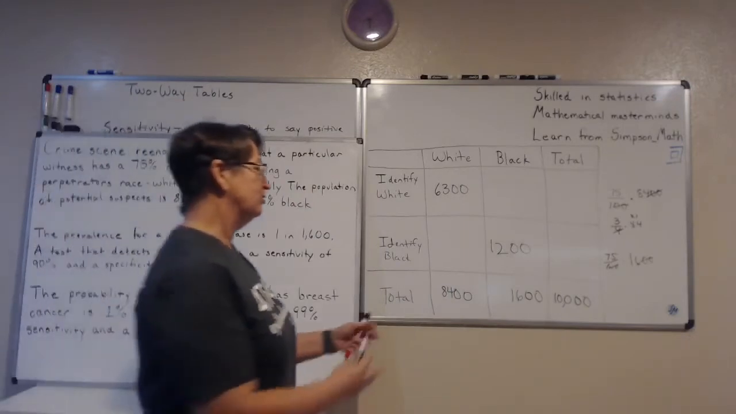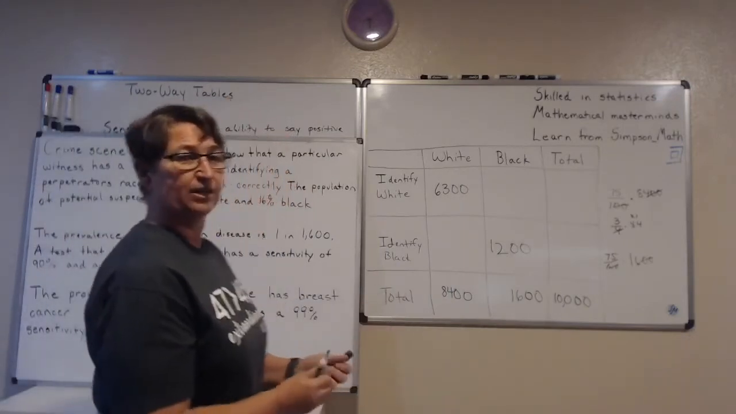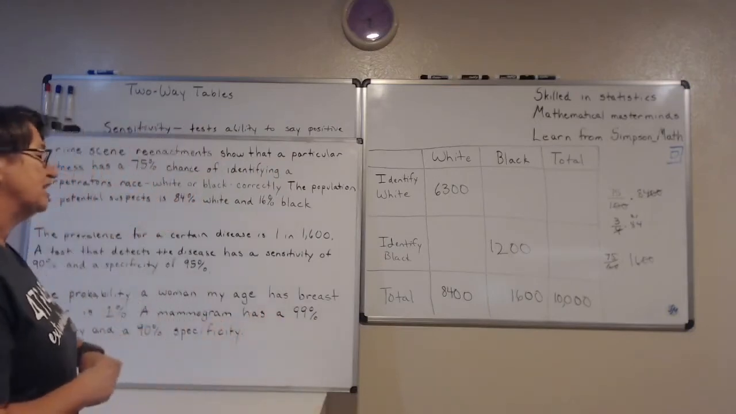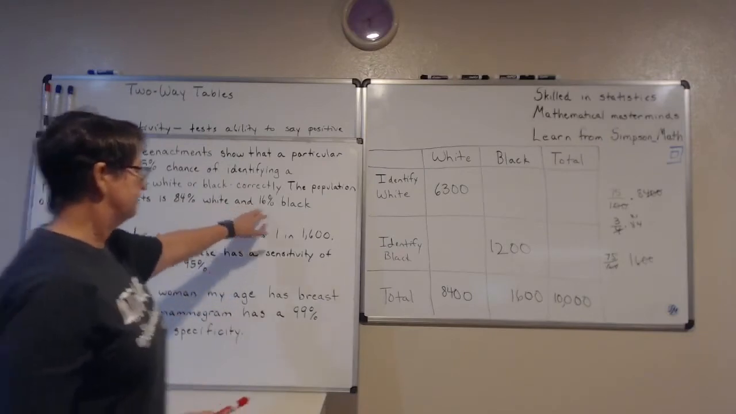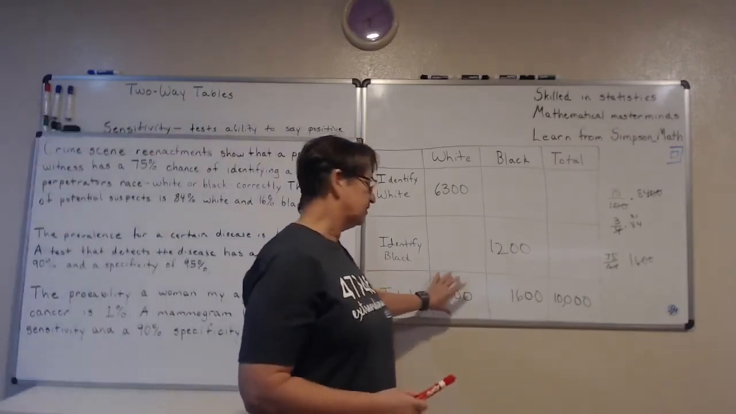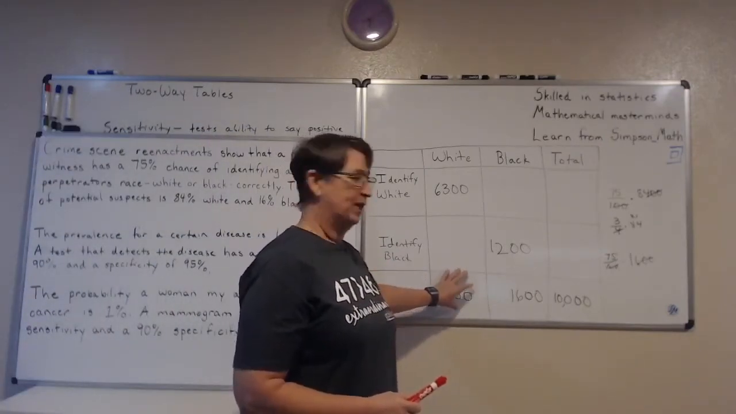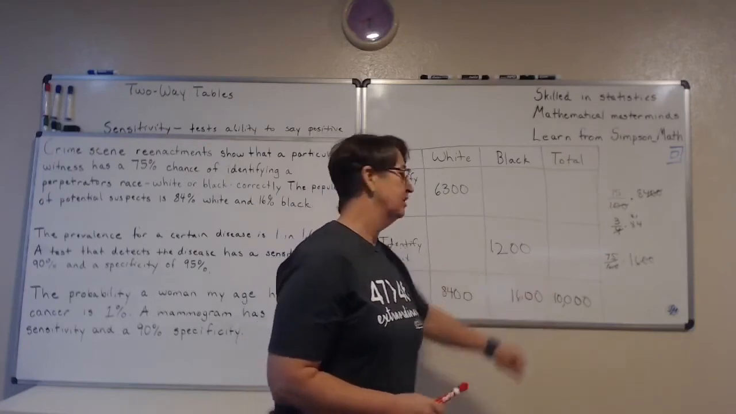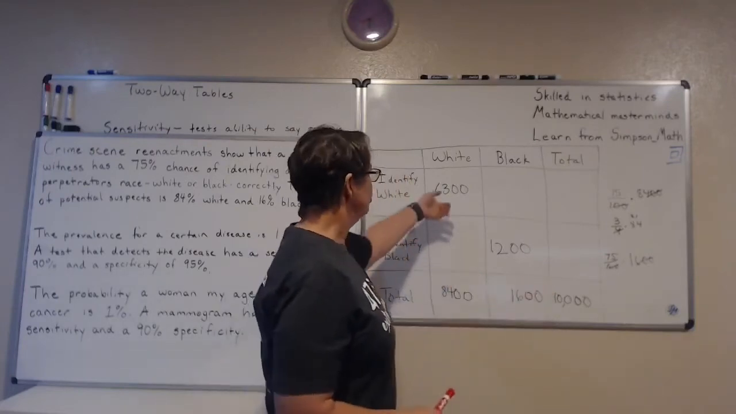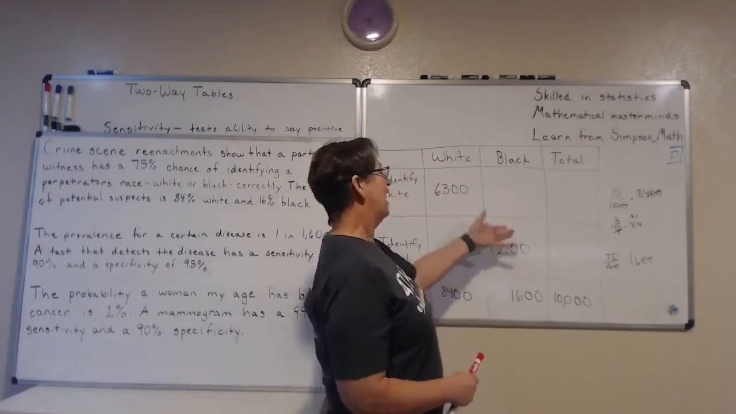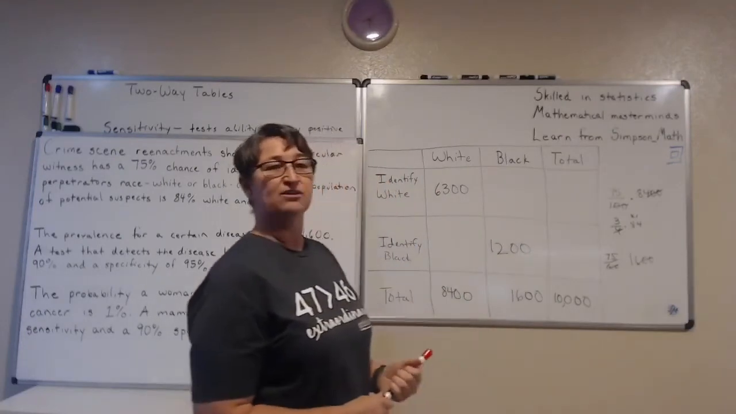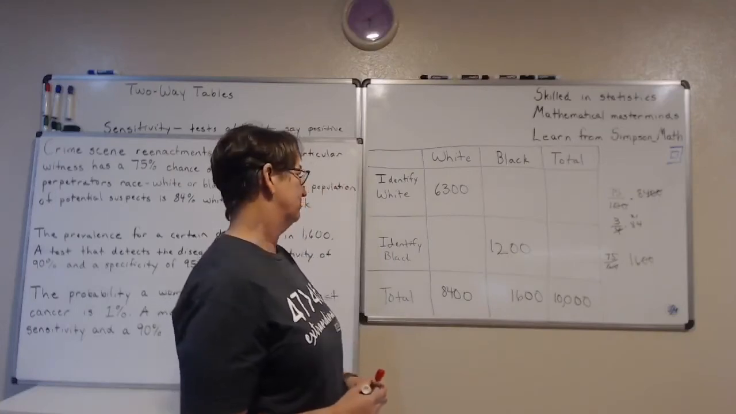Then I'm going to do addition and subtraction now to fill in the rest. So I used the information that they gave me, the 84% and 16%. This is like how often they show up in my population. And then my true white and my true black. And now I'm going to just add and subtract to find out the rest.